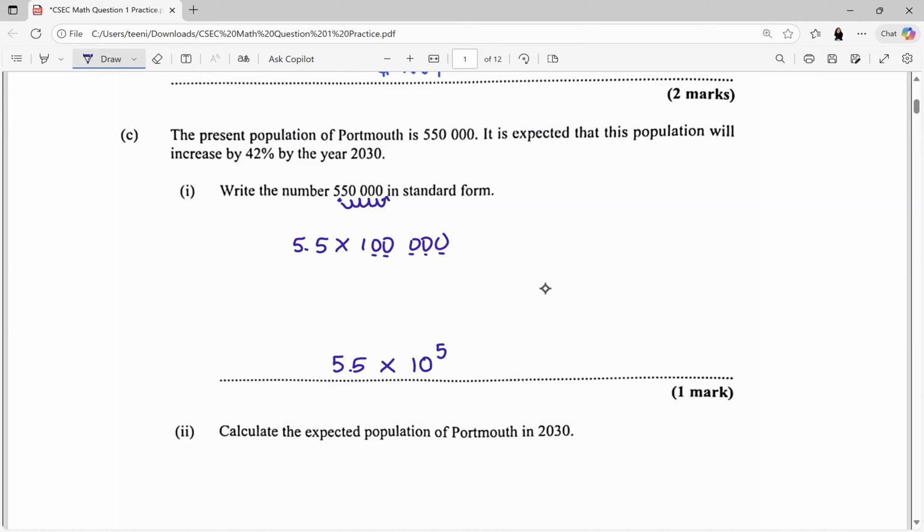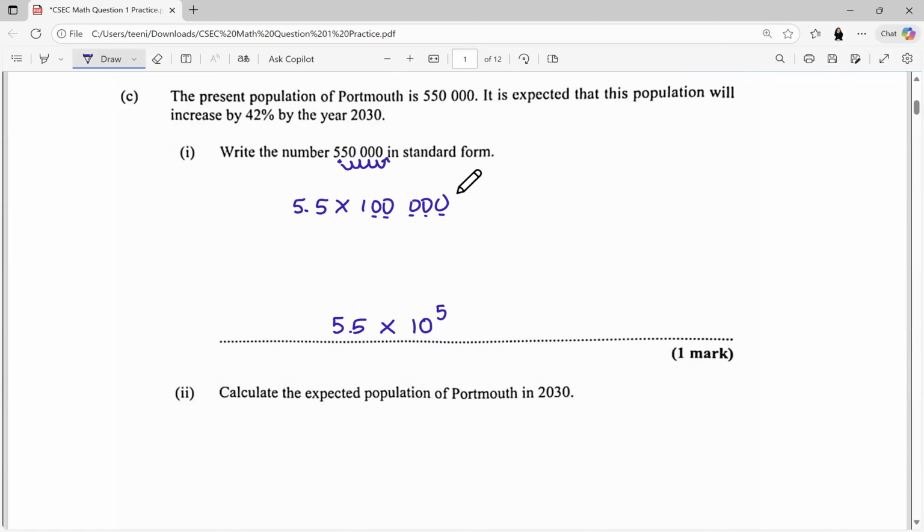So it's always a good thing to check it back to see if you get the same number. Like 5.5 times 10 to the power of 5, type that in your calculator and make sure you get that number. That's the original number, the 550,000. Cool? Right. So I think you all could do the second part.